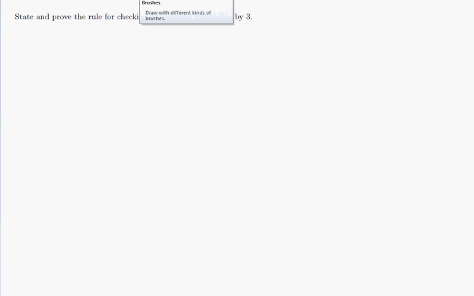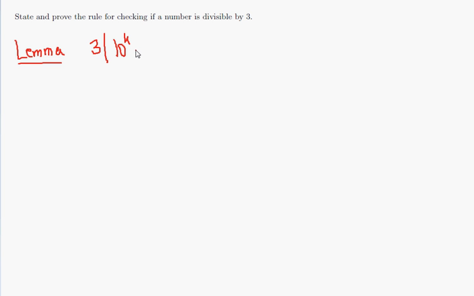State and prove the rule for checking if a number is divisible by 3. To do this, we first need a lemma. And the lemma is that 3 is always a factor of 10 to the k minus 1, no matter what the value of k is.